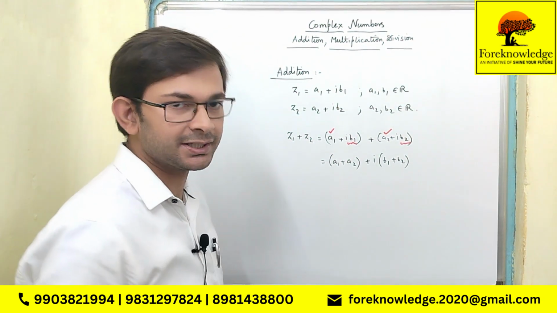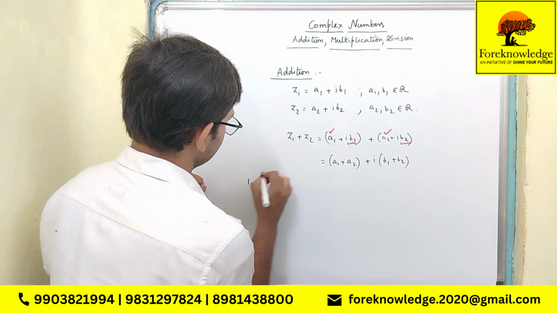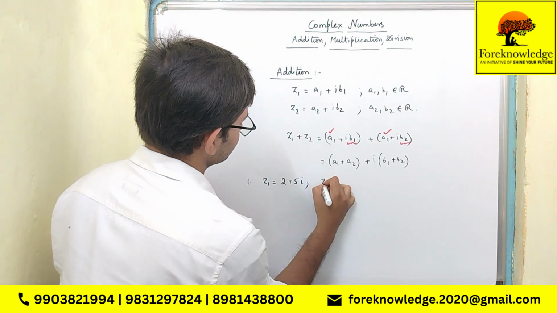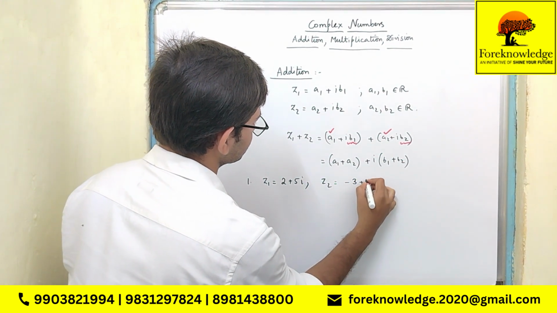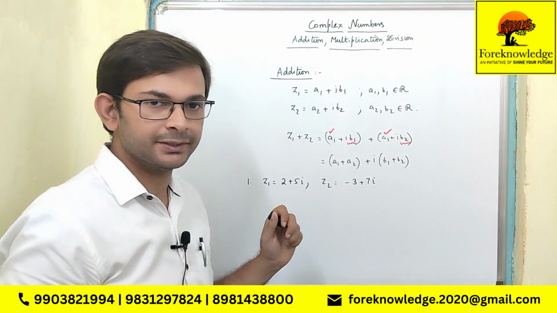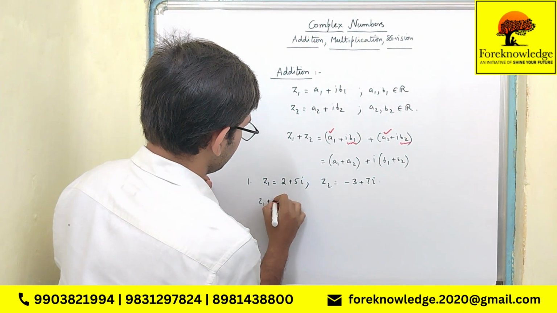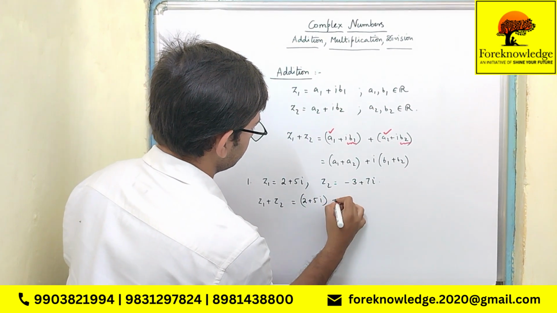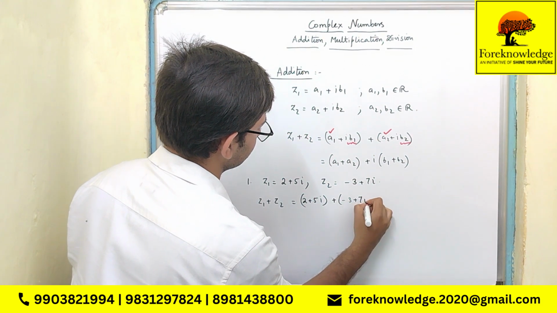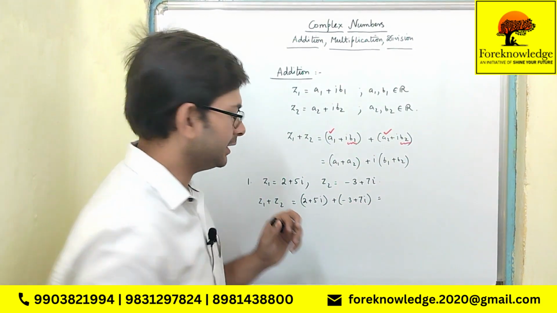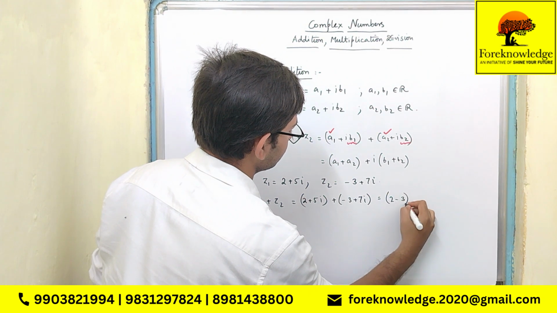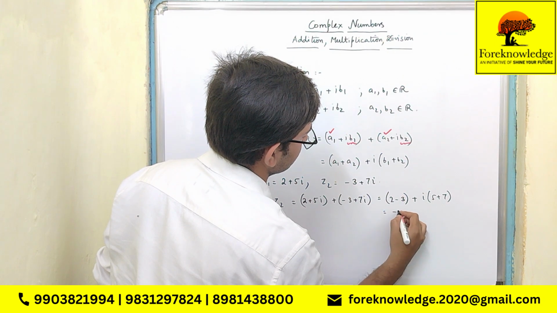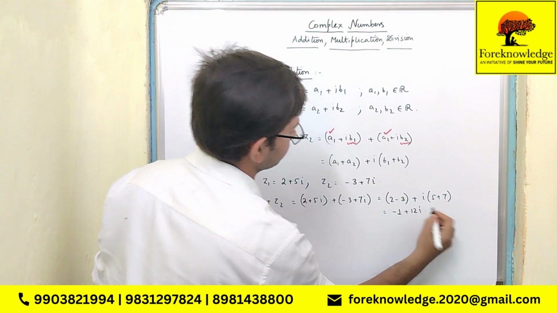So let's take an example. Suppose z1 is 2 plus 5i and z2 is minus 3 plus 7i. How do we add them? z1 plus z2 is 2 plus 5i plus minus 3 plus 7i. Just add component wise. That means 2 minus 3 plus i times 5 plus 7, which is minus 1 plus 12i. Simple.